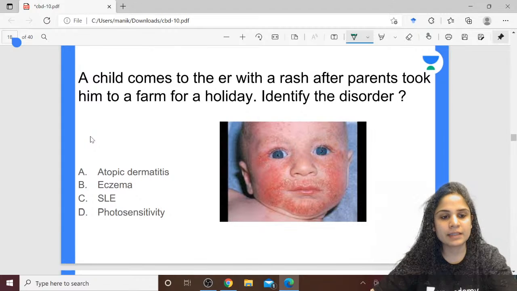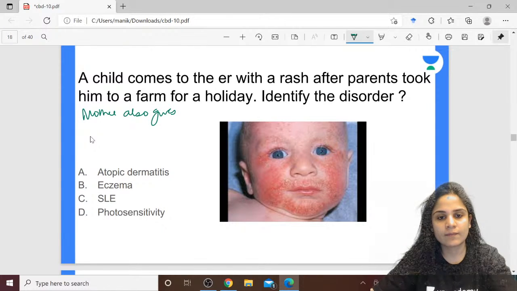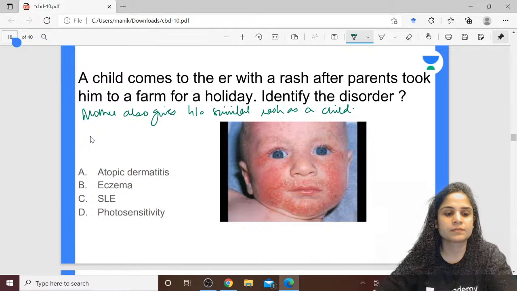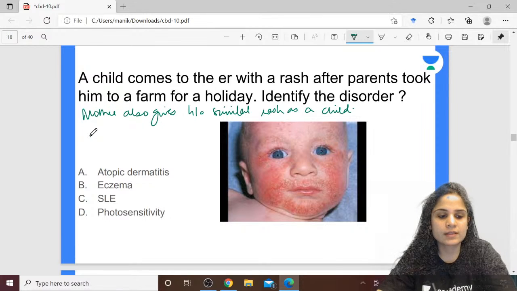I'm going to add something to this question, okay, because the question is incomplete. Mother also gives history of similar rash as a child. Now you identify what is the answer. So Afsha is saying it is photosensitivity. Manoj is saying atopic dermatitis. Nishi is also saying atopic dermatitis. And Afsha has retracted her answer now. Tarakanta is also saying A. Okay, so can you guys tell me why are you all thinking of A?